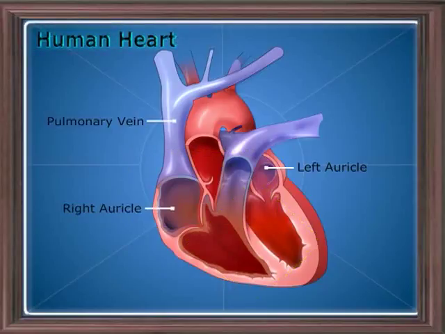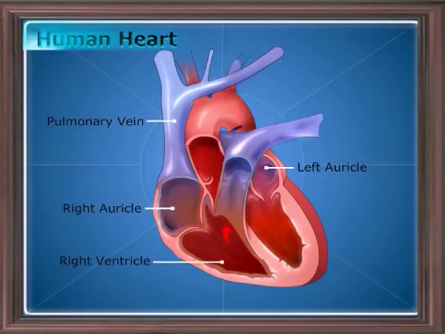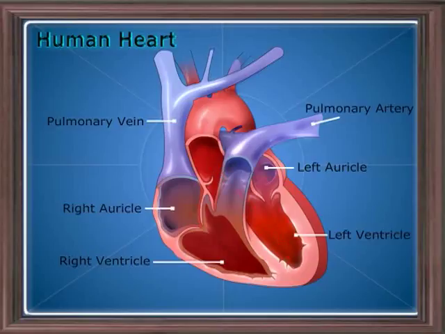When both ventricles contract, the deoxygenated blood in right ventricle goes to lungs through pulmonary artery to be purified or oxygenated. The left ventricle opens into the aorta, which supplies blood to different parts of the body.